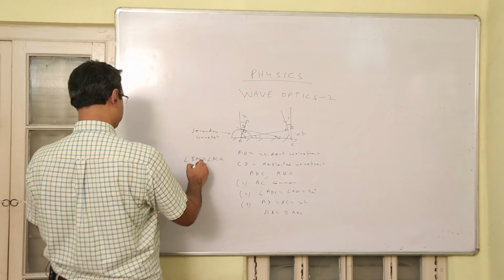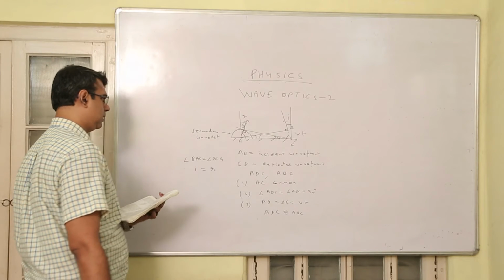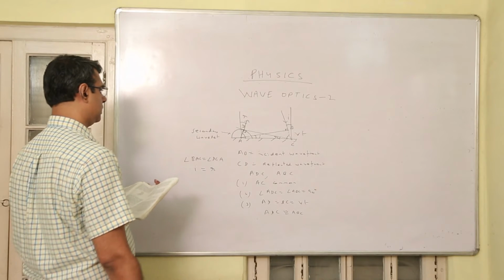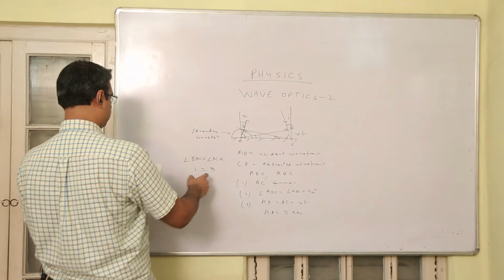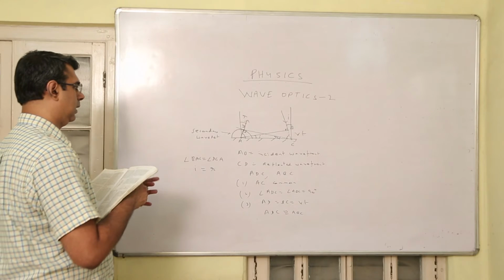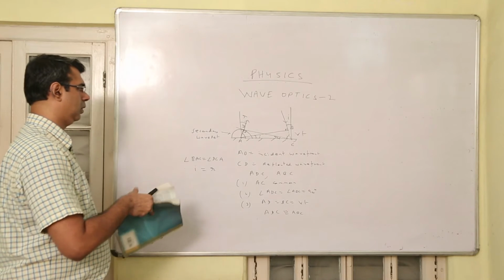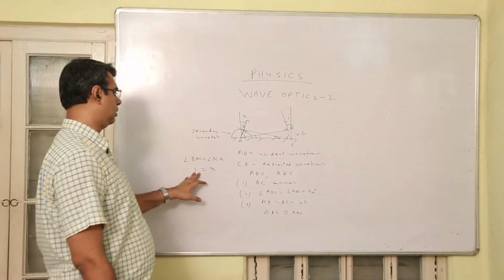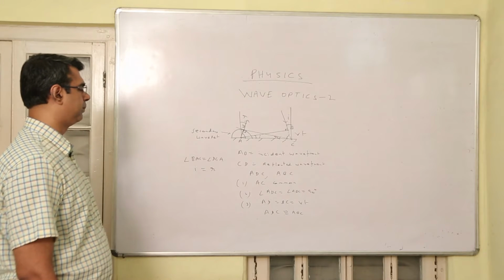But angle BAC is i and angle DCA is r, which means that the angle of incidence will be equal to the angle of reflection. And you know very well that this is also called the law of reflection.